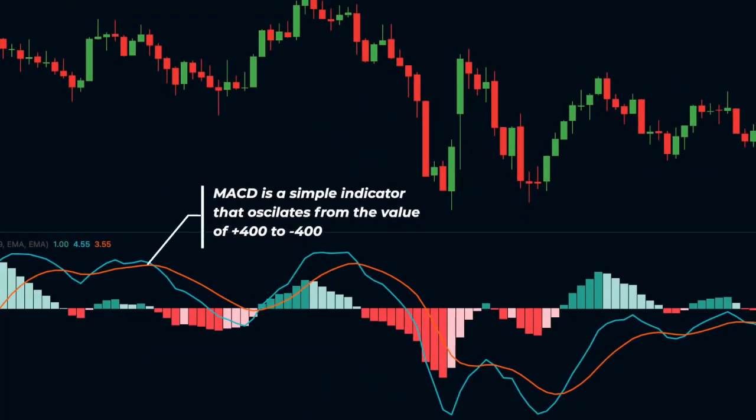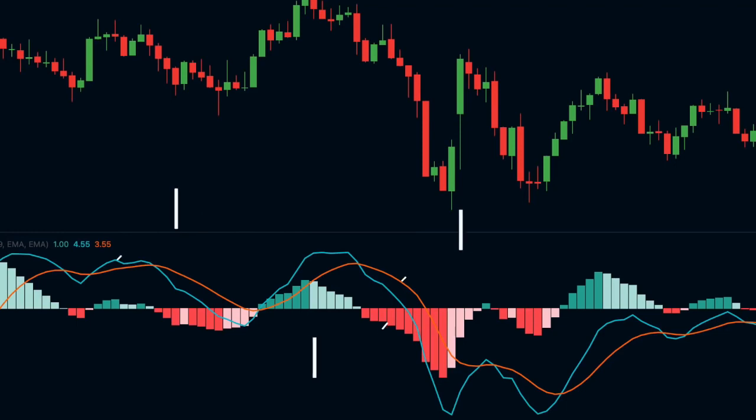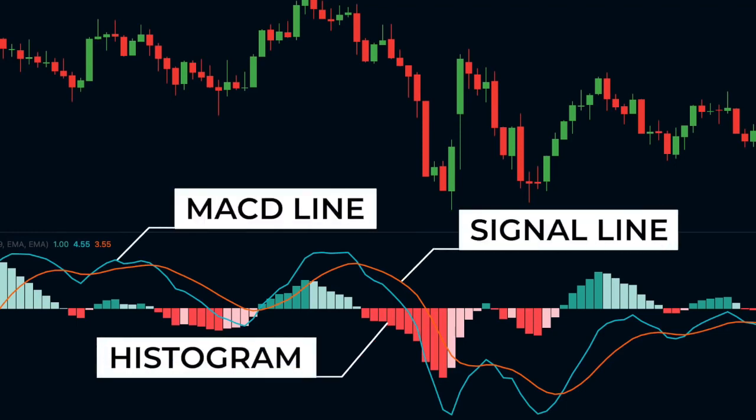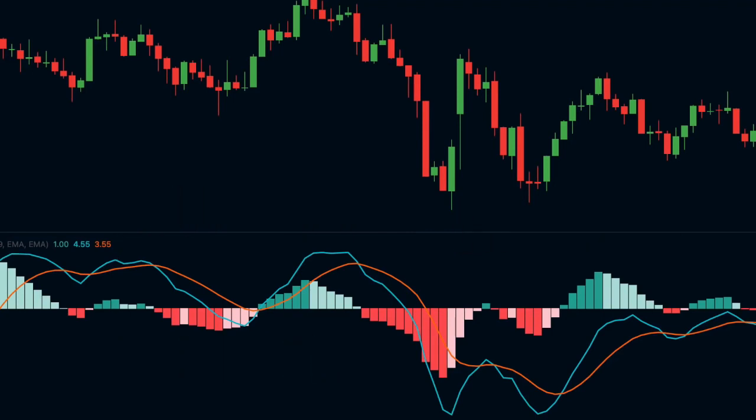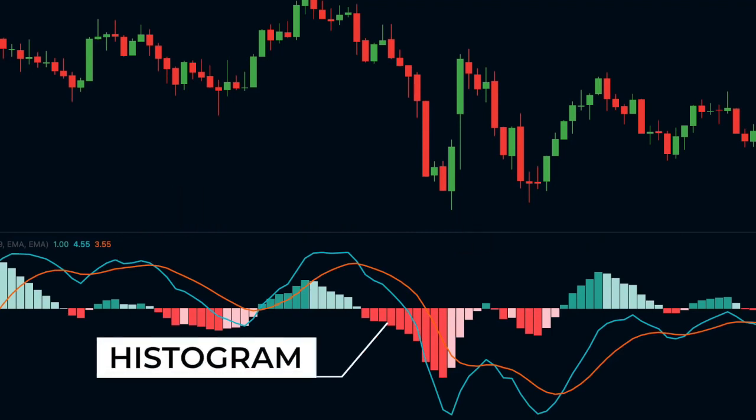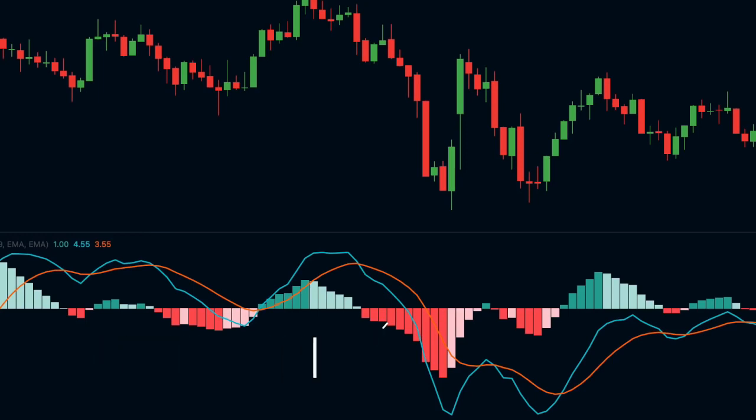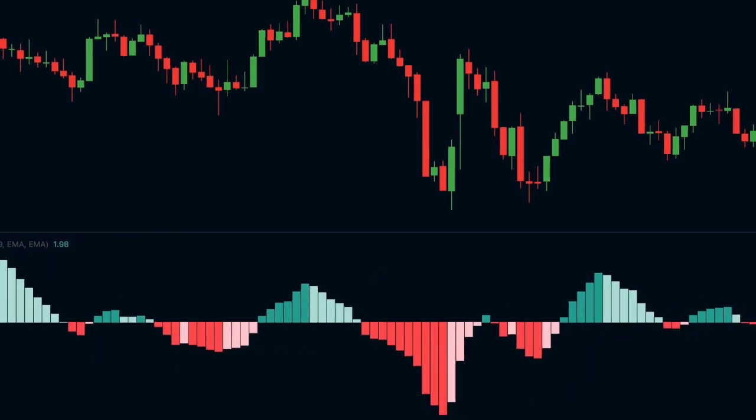MACD is a simple indicator that oscillates from the values of +400 to -400. It consists of three elements: the MACD line, the signal line, and the histogram. For this strategy, we only need the histogram. So we will remove the signal line and the MACD line. Now, we are left with the histogram.